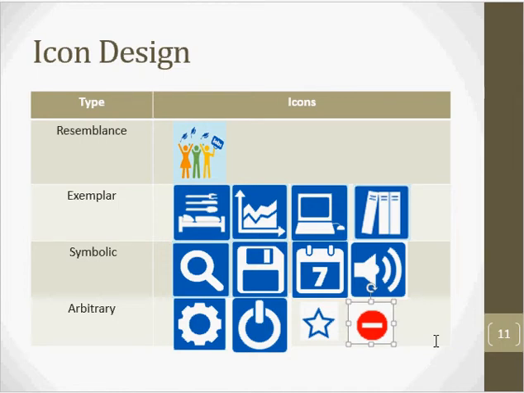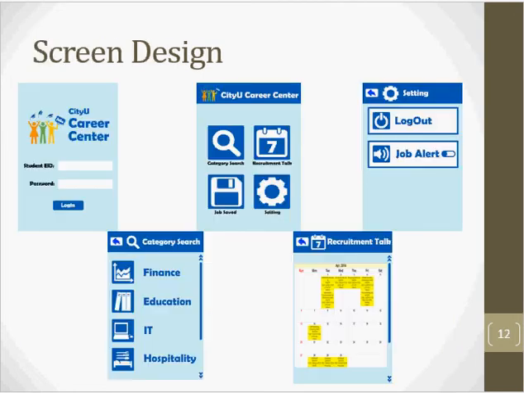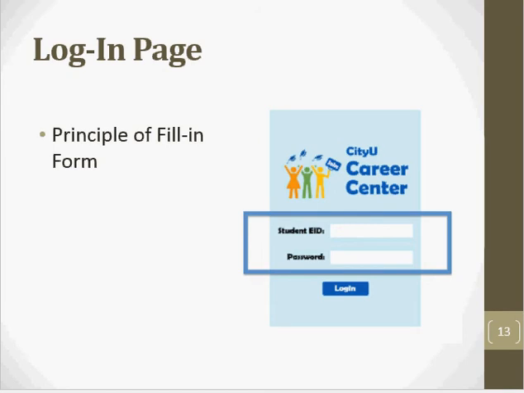Then, we move on to talk about the screen designs. There are a total of 6 screens. In the login page, students can enter their student ID and password to access this app for finding jobs. At the top of the page, there is a logo of CTU Career Center in the middle. It lets users easily read the representation of the logo.